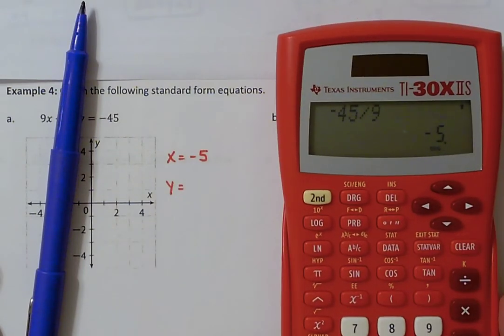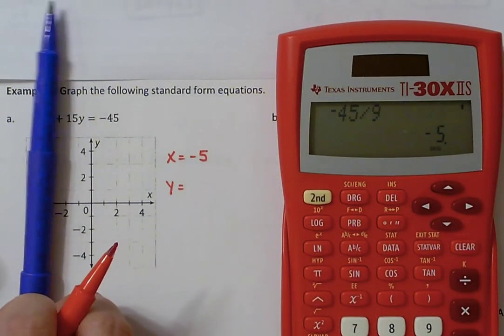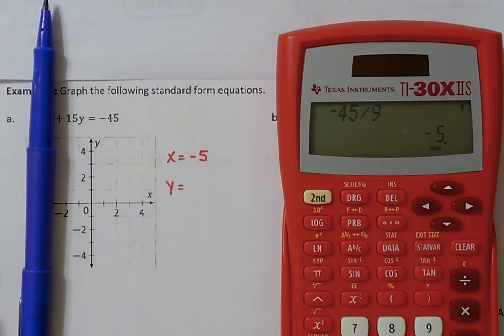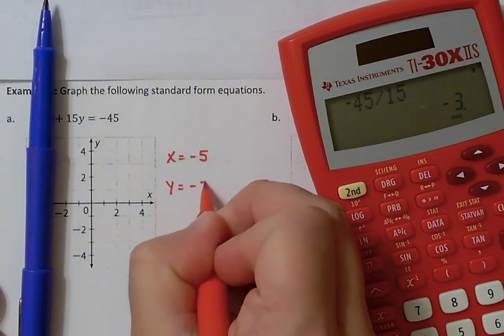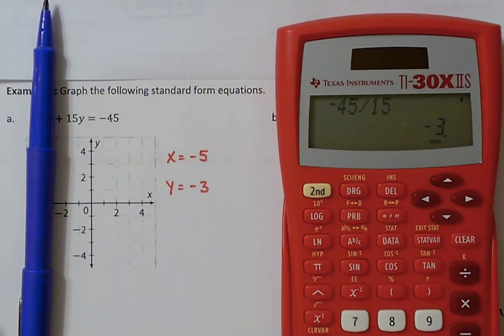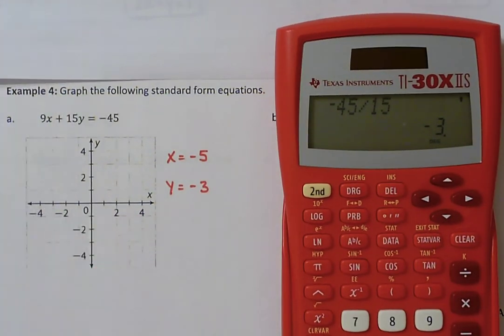And next, I want to go through and find my y-intercept, so we're going to cover up x. So I have 15y equals negative 45. So we take negative 45 divided by 15, and I get y to equal negative 3. So my x-intercept is at negative 5. My y-intercept is at negative 3.